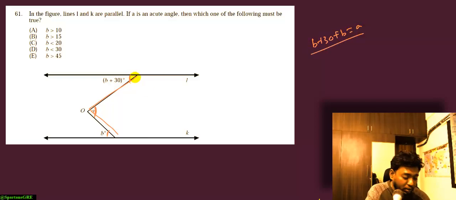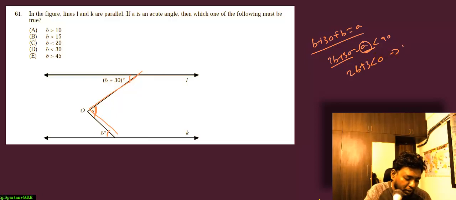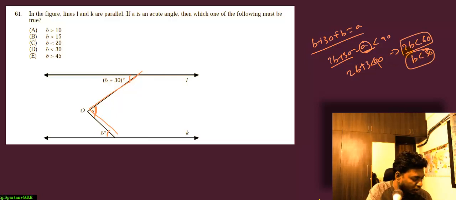Actually, I have derived this rule. You can see the explanation in one of the geometry videos, why I said this apex is equal to the sum of the bases. I clearly explained the reason. So 2B plus 30 equals A. Now A is an acute angle, that means A is less than 90. So if A is less than 90, 2B plus 30 is also less than 90. So 2B is less than 60, which means B is less than 30. So your answer for this question is option D, right? Let's move on to our next question.